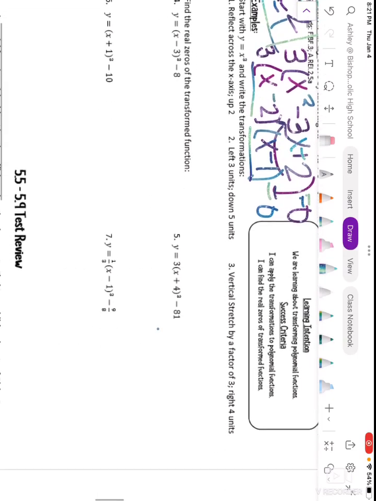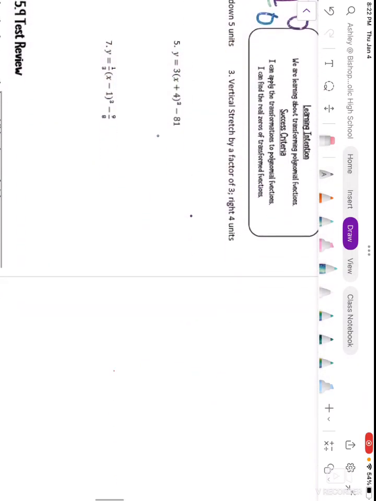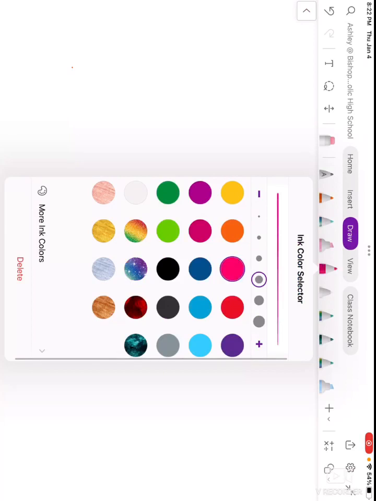Okay, so we are learning about transforming polynomial functions. We're going to be able to apply transformations to a function and then find the real zeros of a transformed function. So if you remember, back in the day, we've transformed functions before. So we did, like, if you had y equals x squared, transforming a quadratic, and we did absolute values. Y equals the absolute value of x.